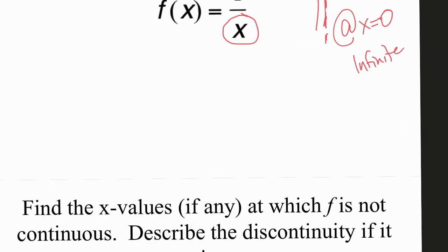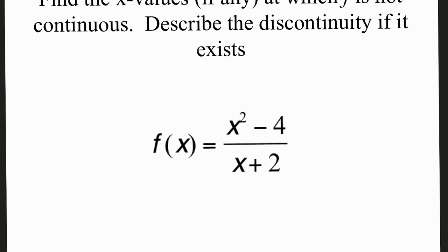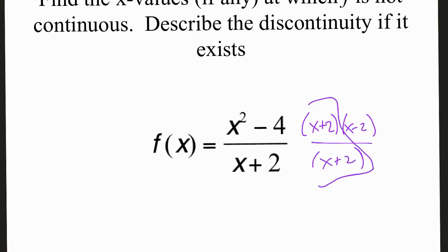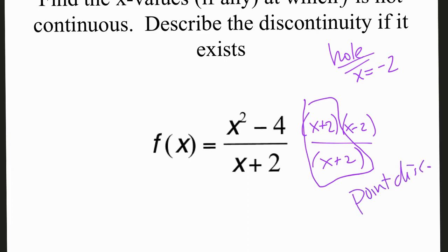Let's try another. On this one, and again, I know it's been a while since we did rational functions, I'm hoping you remember to factor this thing. And because there's a common factor, this thing has a hole. And the hole is where x is equal to -2. Now holes are considered to be point discontinuities. That is a point discontinuity.